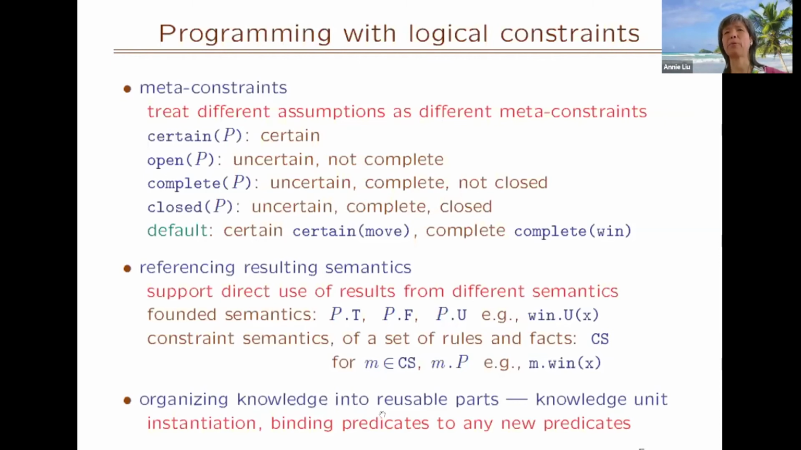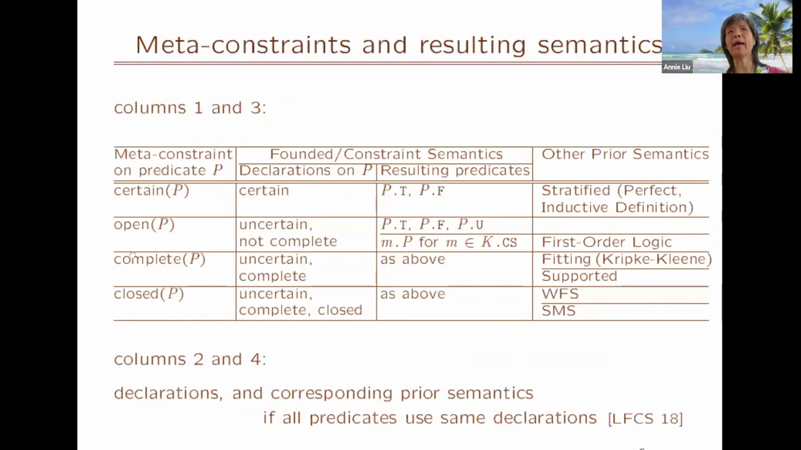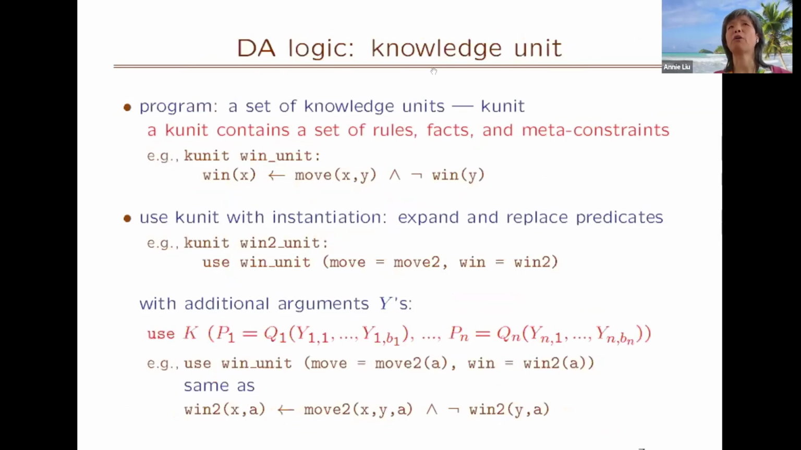And finally, you can put all the rules together into separate reusable units called knowledge units, and bind the predicates in it to new predicates. And this is just an overview slide to show all these assumptions corresponding to well-known previous semantics. So the knowledge unit needs a little bit more. For a knowledge unit, you just put a set of rules in a knowledge unit, give it a name, and you can use it in another knowledge unit called win2, you just use that unit, except you bind move to move2 and win to win2.